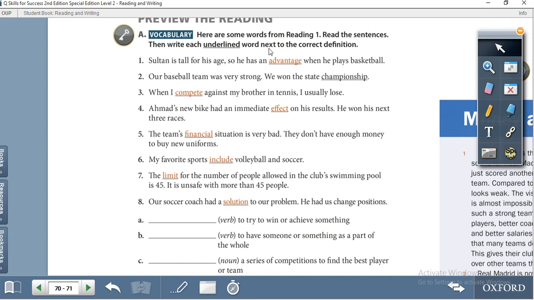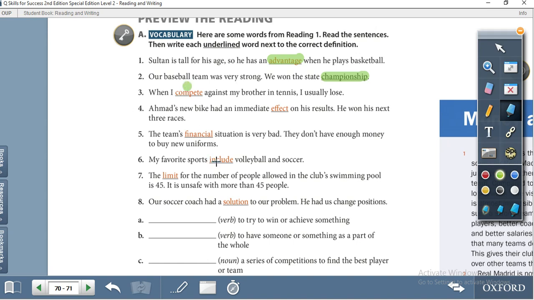Here are some words for reading. Read the sentences and write each underlined word next to the correct definition. Here are the definitions, and here are the words. As you know, the word advantage means positive points, a useful thing, pros. So advantage is something good. Championship means, for example, there is a tournament or a league, and at the end, one team wins. For example, the championship in an area, so the team wins the game and the winner is the champion.